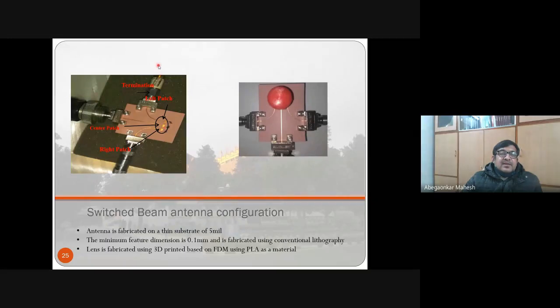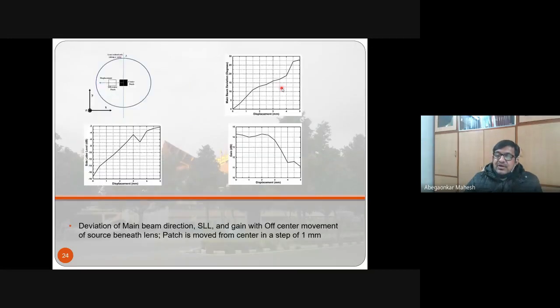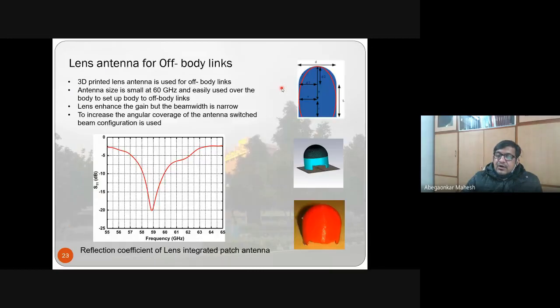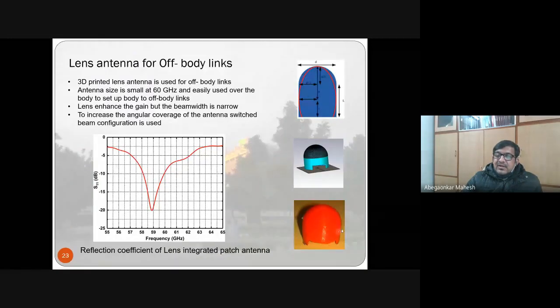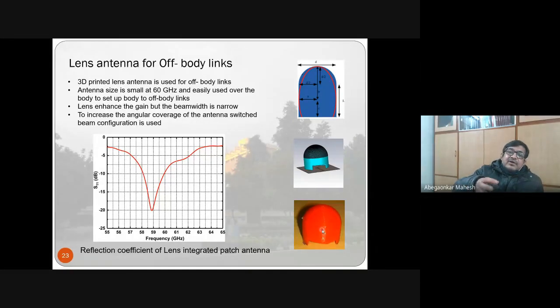The lens I had shown in the earlier slide. So this red color that you see, this is the lens. And there's a proper design of this lens. So this is a 3D printed lens. We have a 3D printer which will print this lens. So instead of fabricating it separately, or taking a semi-spherical shape of that material and then cutting a window, what we have done is we have 3D printed this lens. So that 3D printed lens is put on the top here.